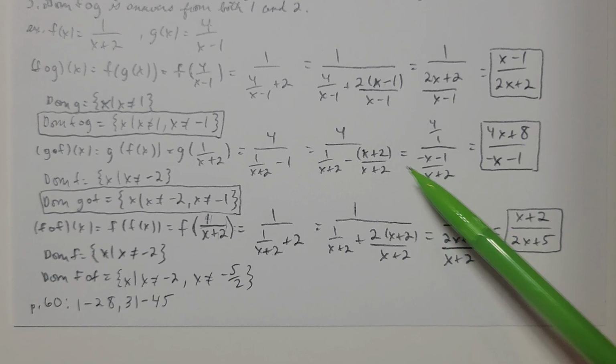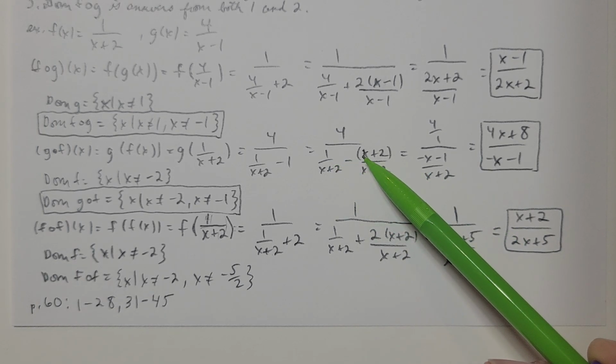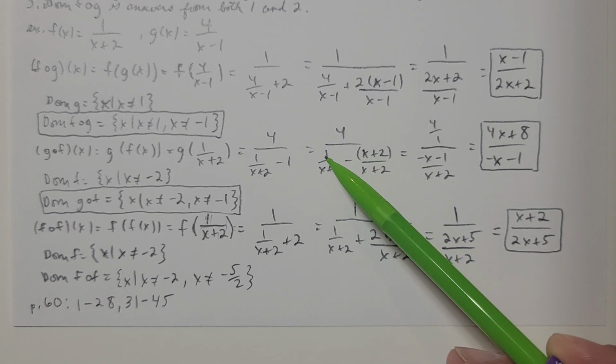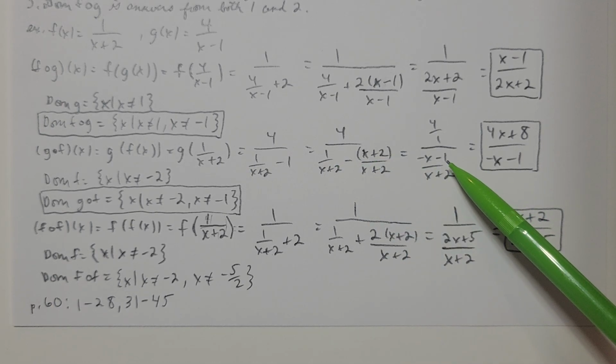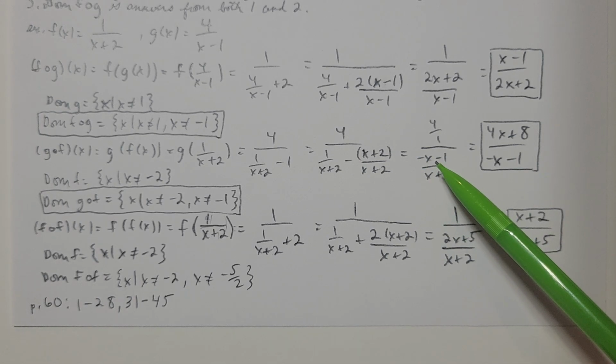So I keep the denominator and I add the numerators. I'm looking at 1 minus x minus 2. Make sure you distribute. 1 minus x minus 2. 1 minus 2 is negative 1. So we got negative x minus 1 up top there.